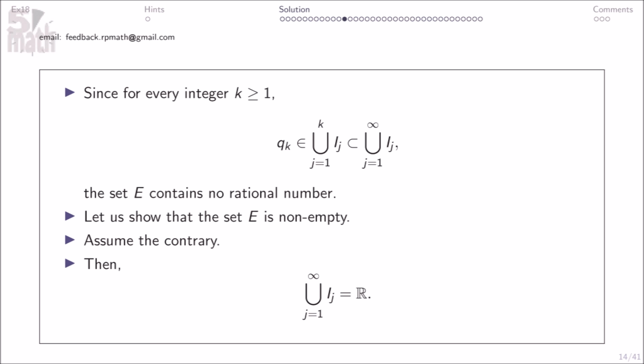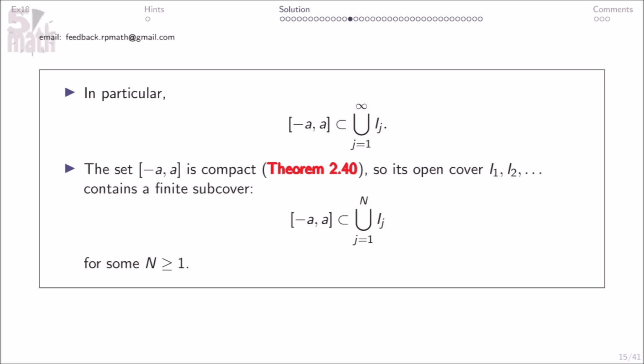Assume the contrary. Then this. In particular, this. The set from negative a to a inclusive is compact, Theorem 2.40, so its open cover contains a finite subcover for some n greater than or equal to 1.